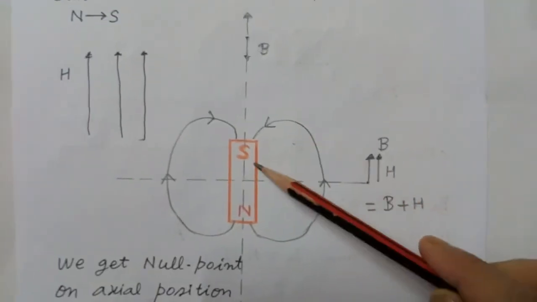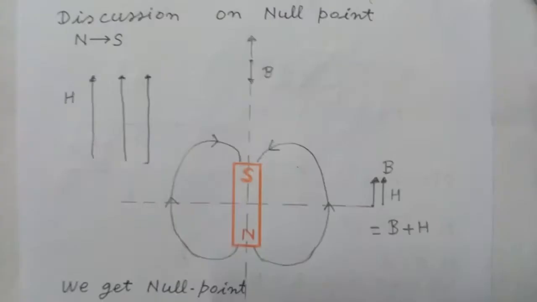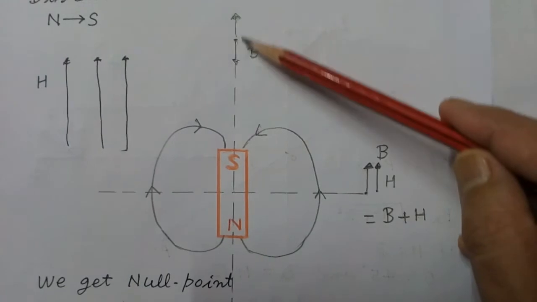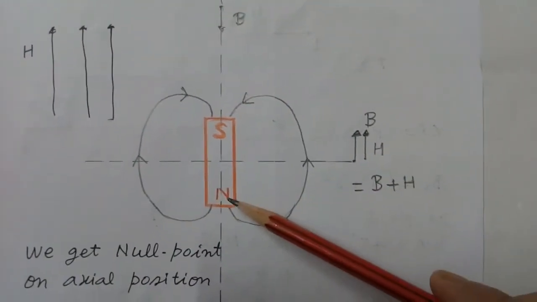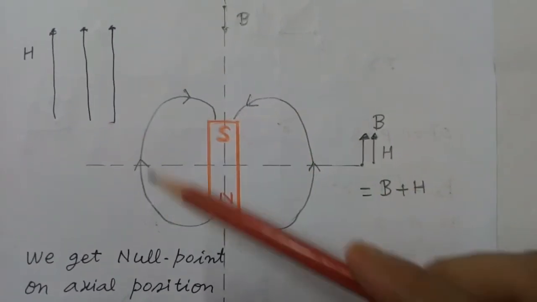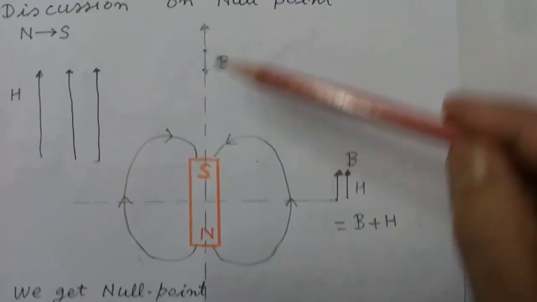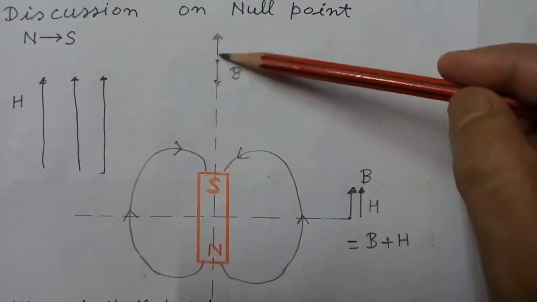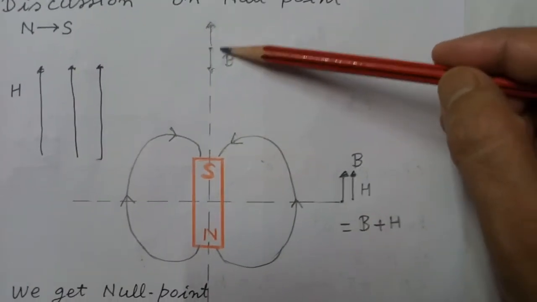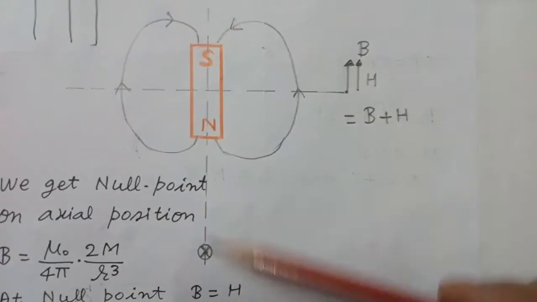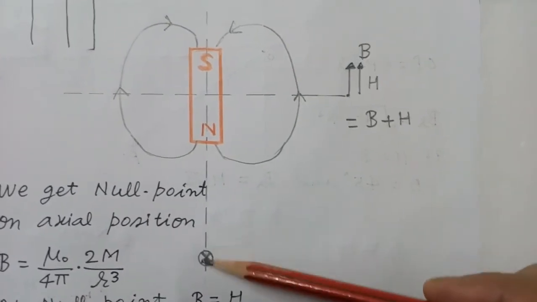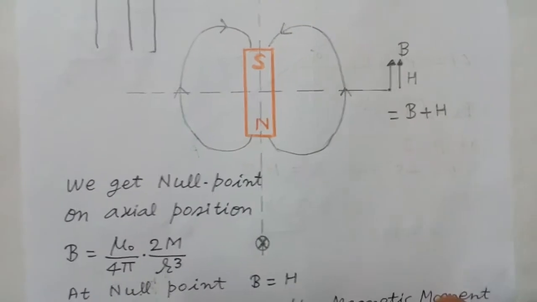Now if we keep south pole of the magnet towards the north direction, then we will get null point on axial position. See the direction of magnetic field lines for a bar magnet, north pole to south pole. So on axial position, direction of magnetic field due to magnet is along south direction, and due to earth is along north direction. So at this point and also at this point we will get a null point. Why? Because B and H are equal and opposite.